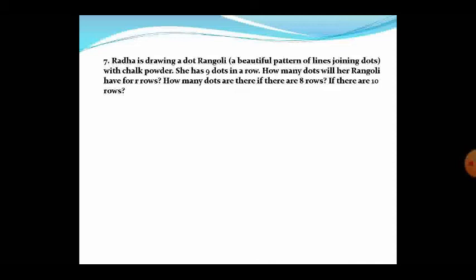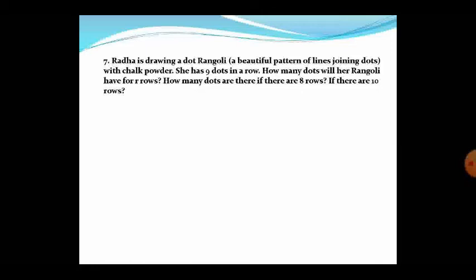See, here it is a question. Radha is drawing a dot rangoli, a beautiful pattern of lines. From the dots, she is joining the lines with chalk powder. She has 9 dots in a row. In a row, how many dots are there? 9. How many dots will a rangoli have for r rows? If it is r rows, there are 9 dots in each, so what is the pattern you have to write?